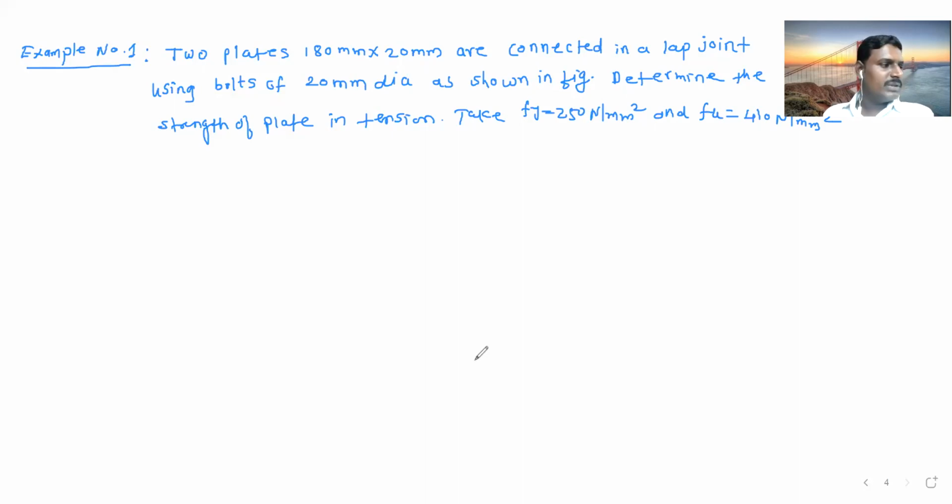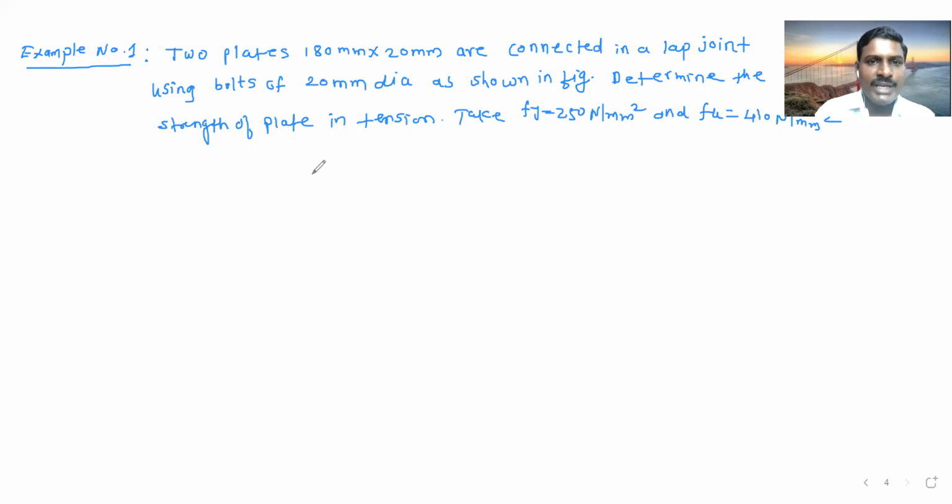Okay, so this is the problem statement they have given. Two plates they have connected by using a lap joint by using bolts of 20 mm diameter, and we have to determine the strength of the plate in tension. So how much strength they can carry in tension. It means these plates are under tension and we have to calculate the tensile strength of those particular plates.